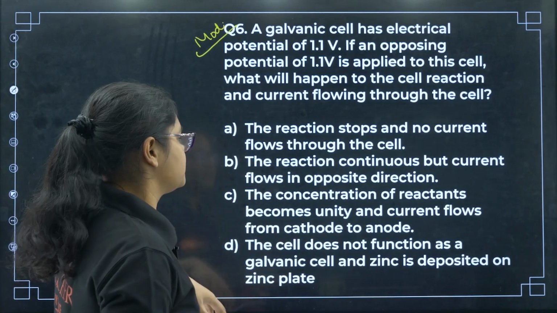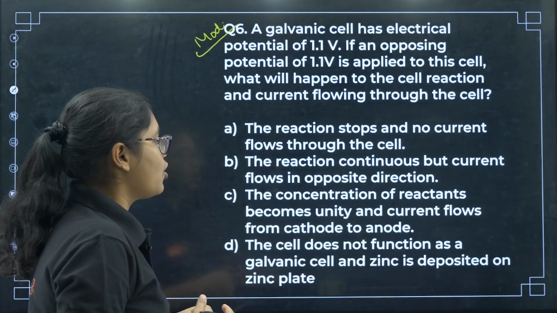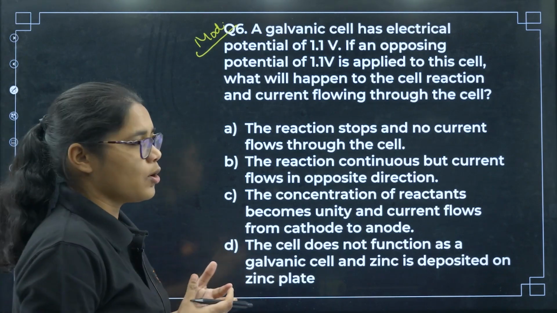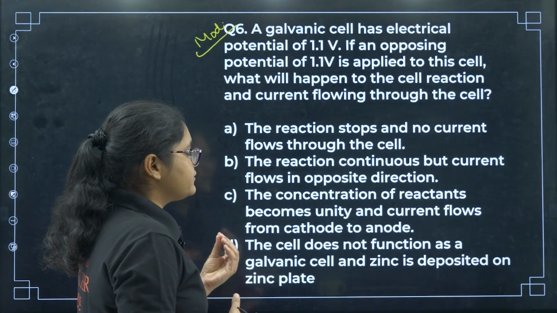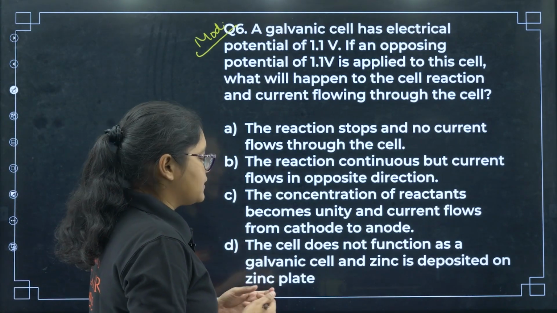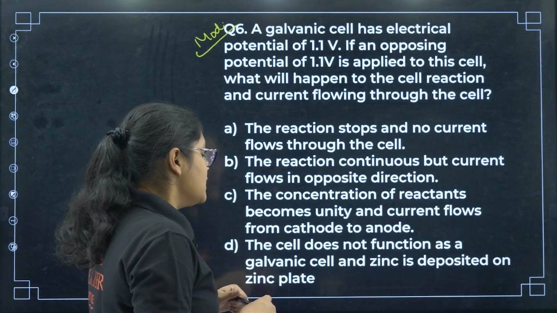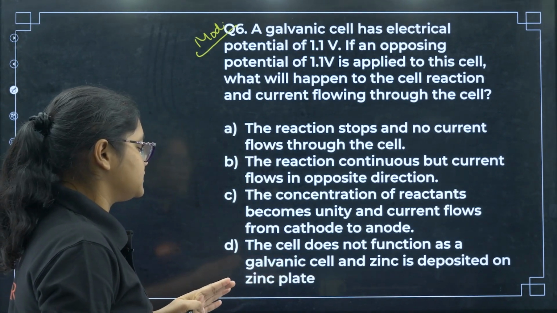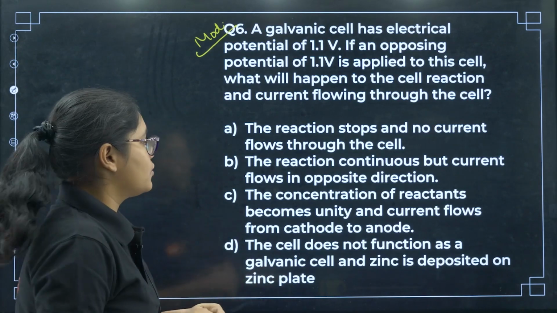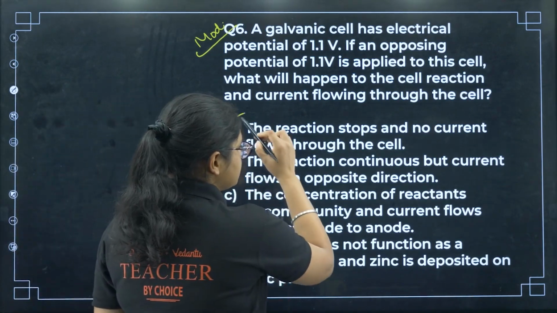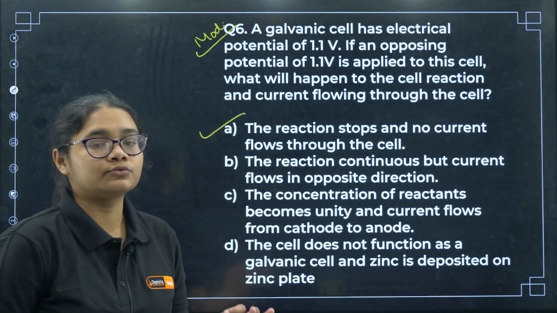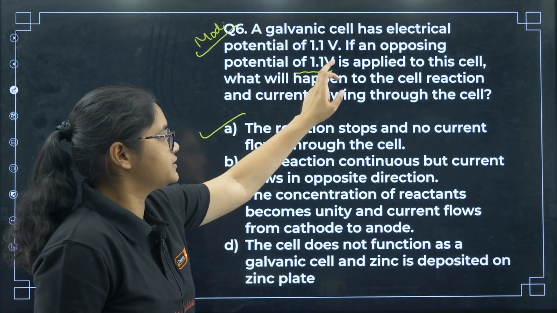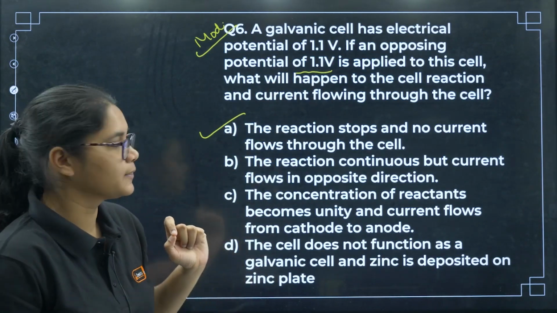But if you see the options: the reaction stops and no current flows through the cell; the reaction continues but current flows in the opposite direction; the concentration of reactants becomes unity and current flows from cathode to anode; the cell does not function as a galvanic cell and zinc is deposited on the zinc plate. So the answer here is the reaction stops and no current flows through the cell. That is what happens when you give an opposing potential of 1.1 volt.